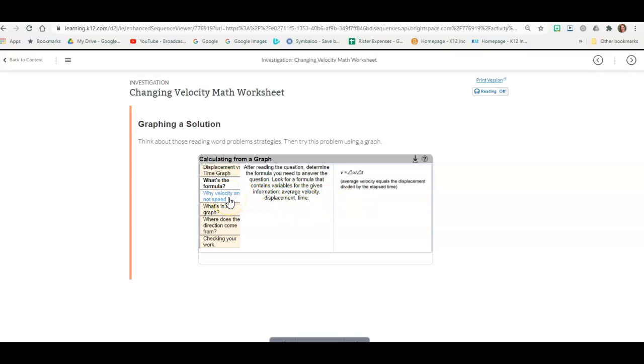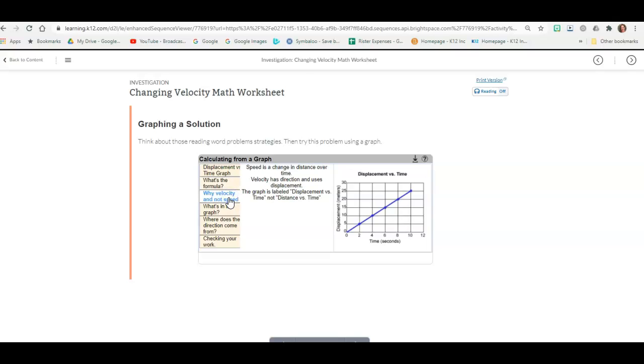So why are we using velocity and not speed? Speed is a change in distance over time. Velocity has direction and uses displacement. The graph is labeled displacement versus time, not distance over time. So we're able to see that that determines the formula we've got to use.